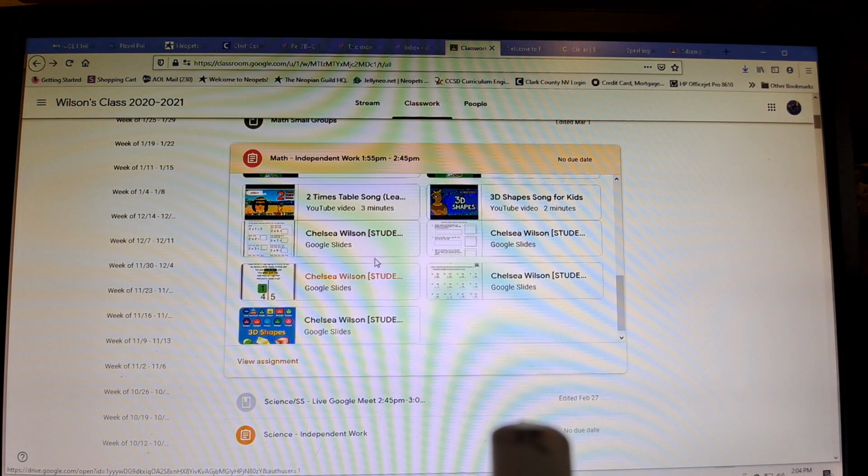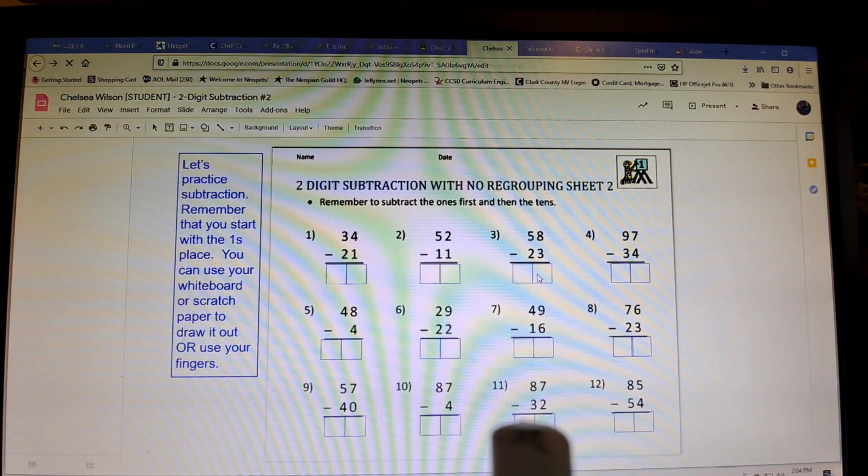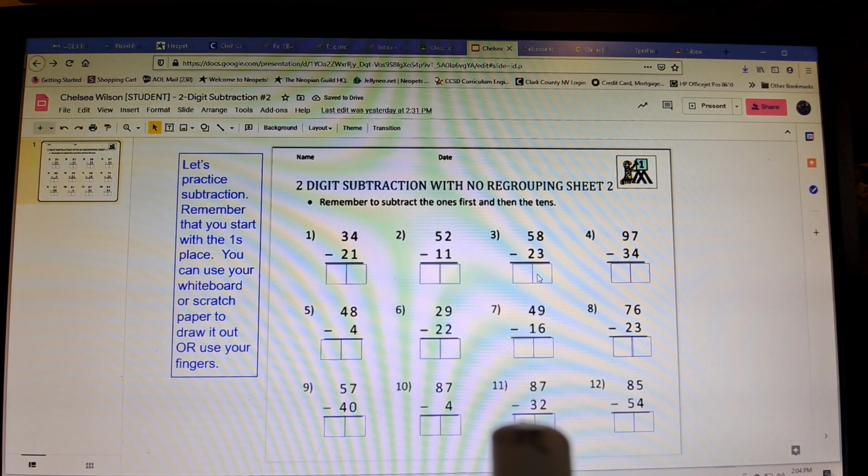Our subtraction is here. And this is subtraction without regrouping. Just some extra practice with it. Subtracting from our ones place first and then subtracting from our tens place. With this, they can draw out the dots and then cross out the number that they are taking away. Or it's also very easy to use your fingers with this.